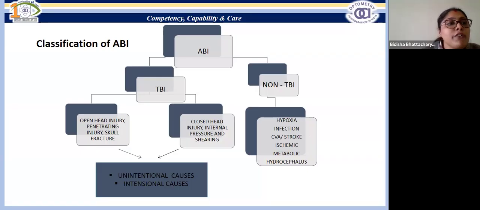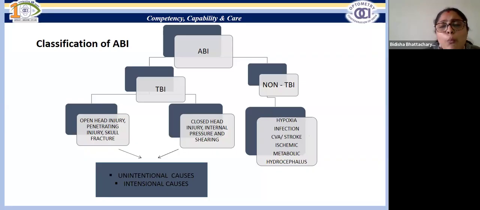The particular physical event can be classified as closed or penetrating head injury. Okay, so now we are going to talk about these two main sub-classifications of traumatic brain injury. The first one is open head injury or penetrating, and the other one is closed head injury. Okay, so after that, the non-traumatic brain injury.